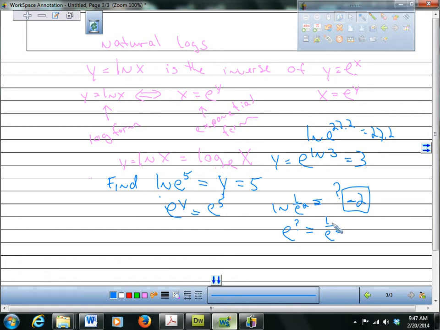Because that's the way it works. Is that it? e^y equals, okay. What if I wanted natural log of 1.56?